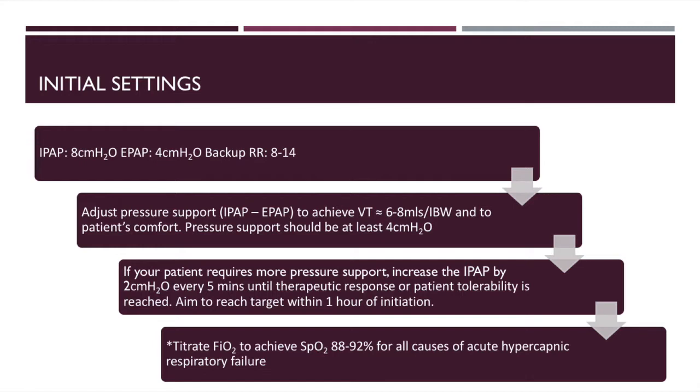If your patient requires a higher pressure support, increase the IPAP by 2 every 5 minutes until therapeutic response is achieved, or depending on patient tolerance. Aim to reach your target IPAP within an hour of NIV initiation. If you increase your patient's EPAP, remember to adjust the IPAP accordingly so that the pressure support is maintained. Finally, your FiO2 should be titrated to maintain an SpO2 of between 88 to 92%.